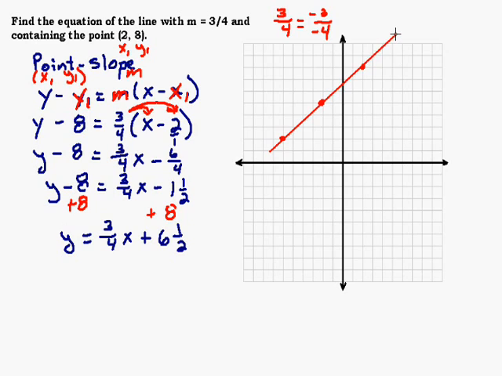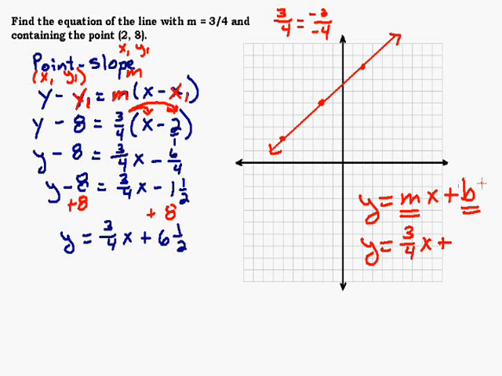Make it as straight as I can, or as accurate as I can, because we're going to use it to figure out what our equation is. So we can figure out what our equation is because we know we're going to use y equals mx plus b, and we know that the slope is 3/4. All we'd have to do is figure out the y-intercept, and we'd have our equation. So we know y equals 3/4 x plus, what's the y-intercept?